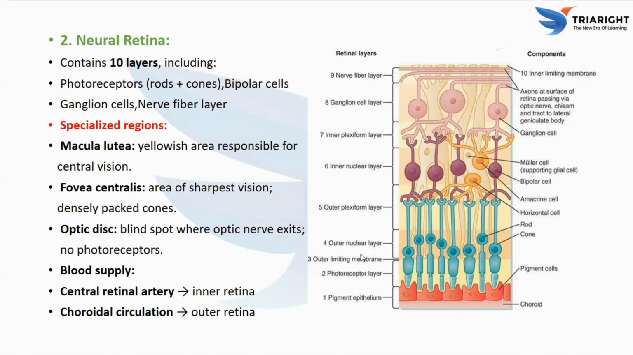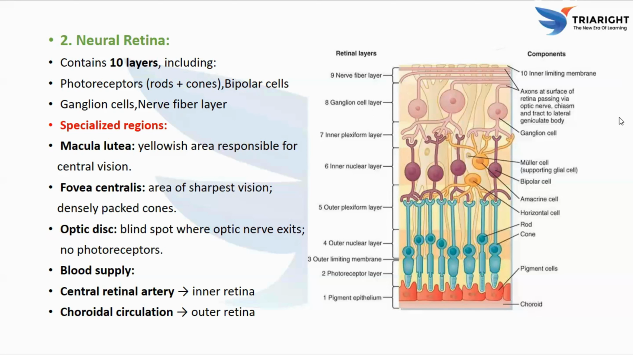The first layer is the pigment epithelium in the picture. Second is the photoreceptor layer. The third one is the outer limiting membrane. Fourth is the outer nuclear layer. Fifth is the outer plexiform layer. Sixth is the inner nuclear layer. Seventh is the inner plexiform layer. Eighth is the ganglion cell layer. And ninth is the nerve fiber layer.